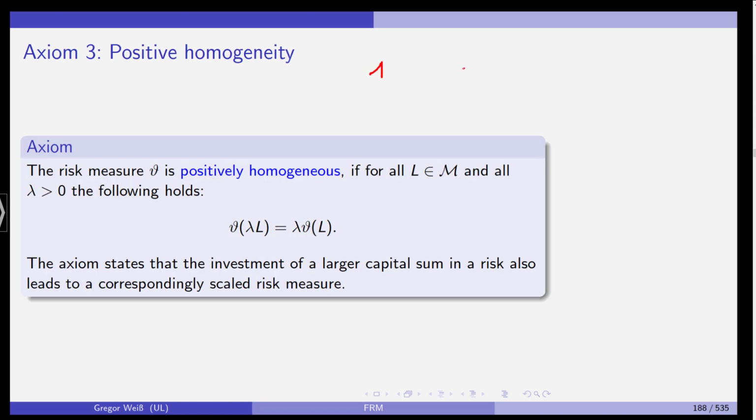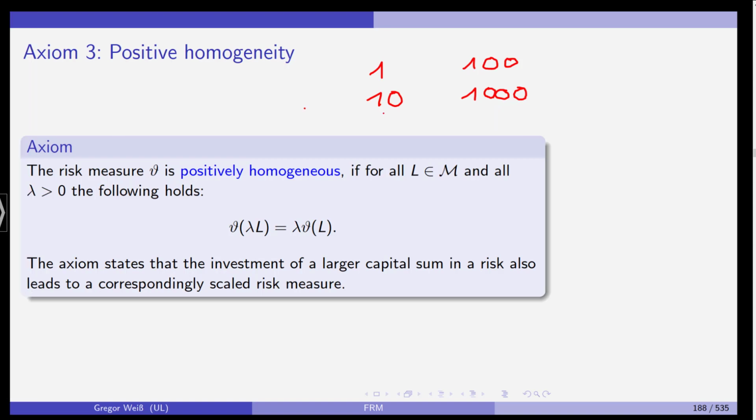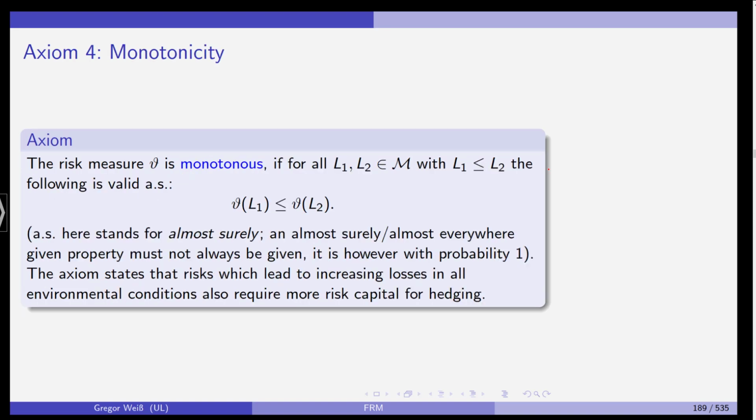Simply what? If we have one stock, we have 100 risk capital. If I buy 10 stocks, we need 1,000 euros in risk capital. So if we scale our portfolio up or down, if we have a larger or smaller investment, then positive homogeneity means that we need exactly 10 times the risk capital, 5 times the risk capital, only half the risk capital. It might actually sometimes be the case that if we have 10 stocks, we actually need 2,000 because of liquidity concerns. That's why in some cases we use a slightly different axiom.